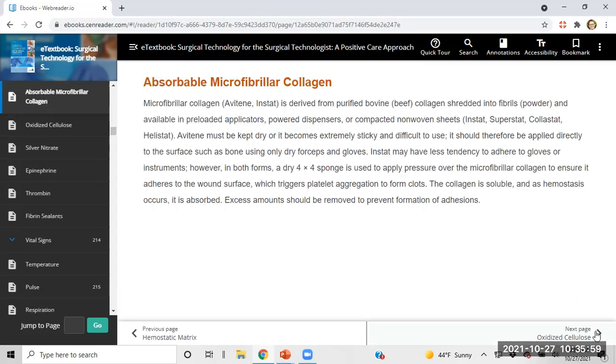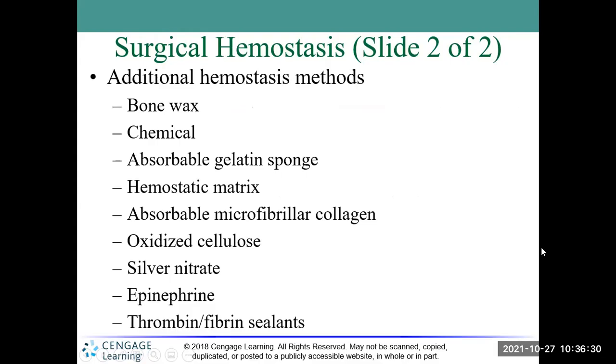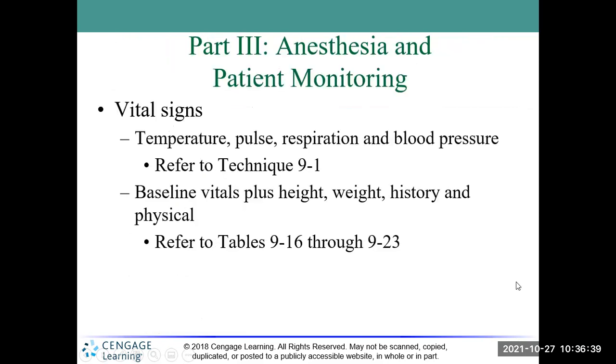And then you've got absorbable microfibrillar collagen. These are compounds, and they're preloaded in little applicators, or they're in a dispenser type thing or in a sheet. These are used to help create platelet aggregation to an area so that it will form a clot. Okay. And then of course we've got oxidized cellulose that can be used, silver nitrate, epinephrine, thrombin sealants. These are a lot of things that we'll see.